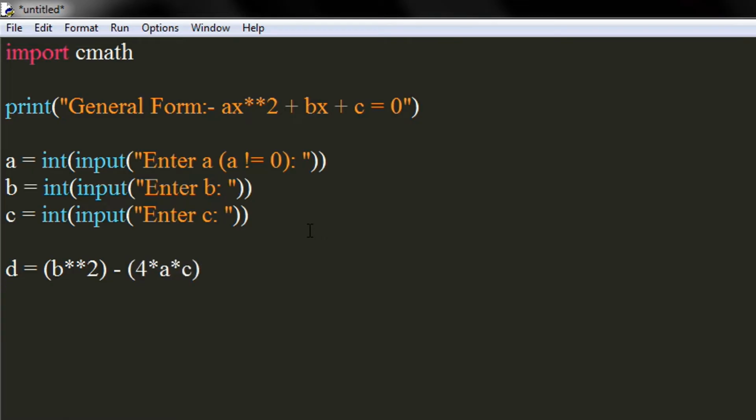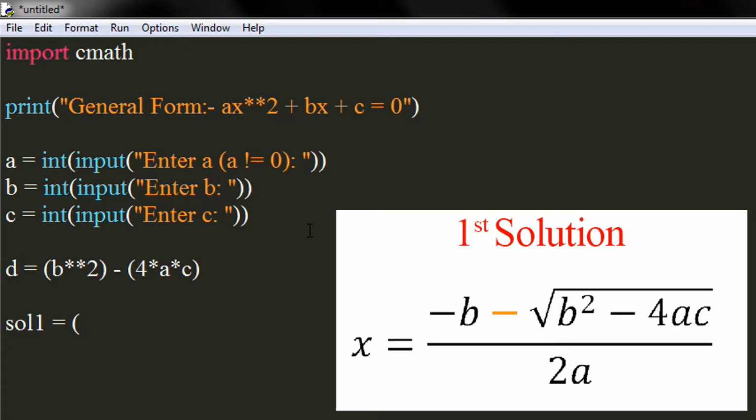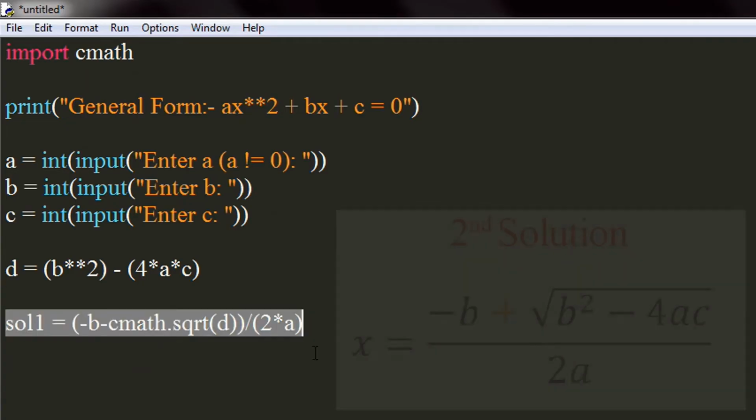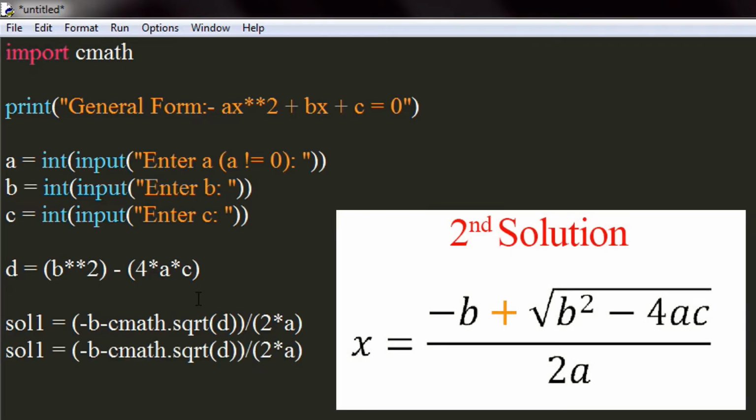Time to find the solutions. There are two solutions for every quadratic equation. One is (-b - square root of discriminant) divided by 2a, and the other is (-b + square root of discriminant) divided by 2a.